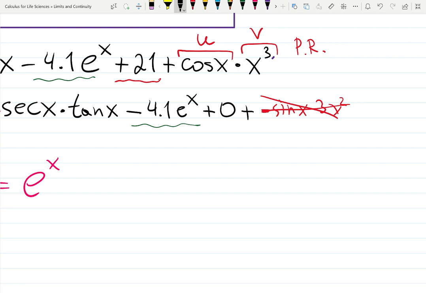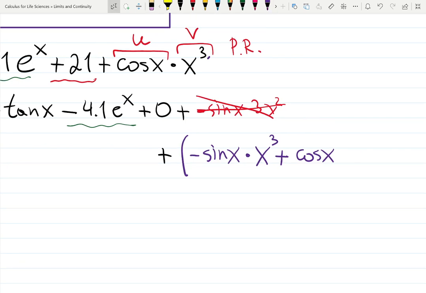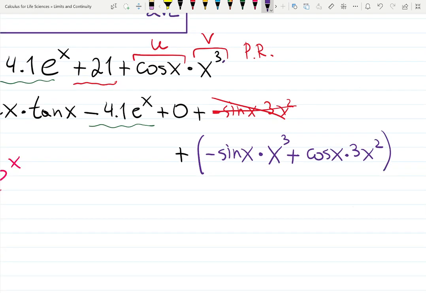So I will do plus, and I will open parentheses to indicate the product rule. Maybe I will even change the color, like so. Derivative of u is minus sine x. That's derivative of cosine. Multiply by copying v. That is x cubed. Make sense? Plus copy u, that is cosine x, times derivative of x cubed is 3x squared. We're done. Does it make sense?